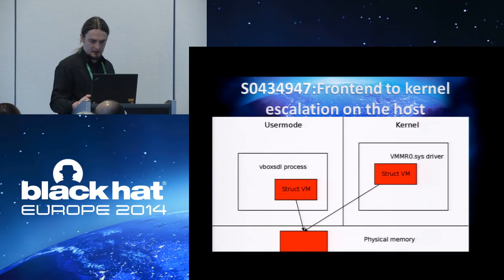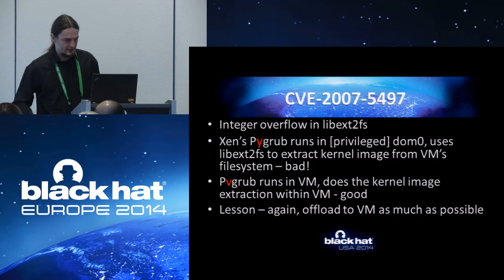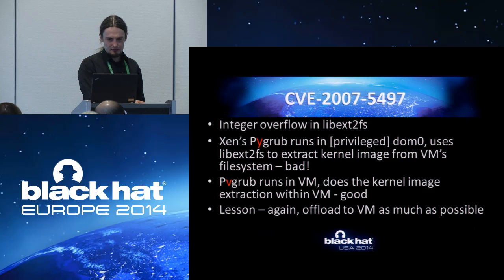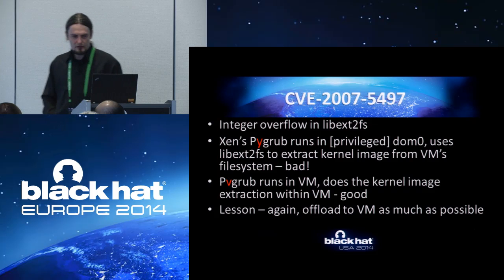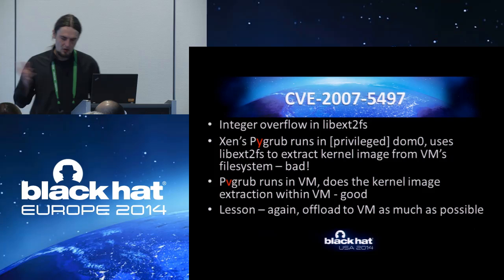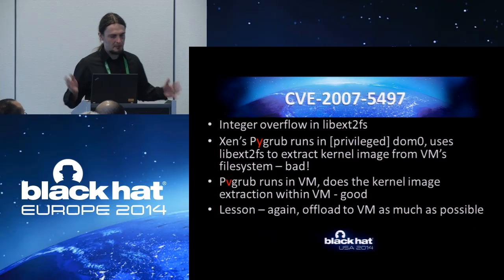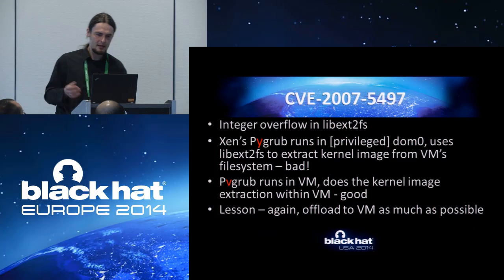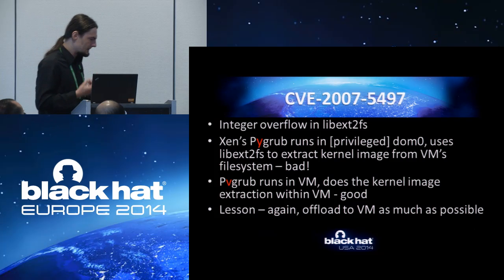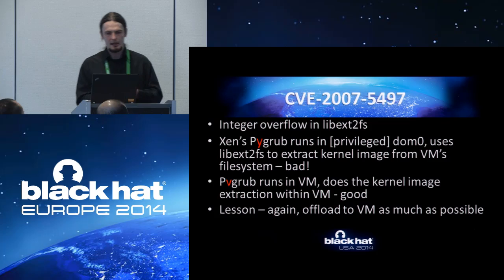Okay, so these are the VBox vulnerabilities. Again, I hope they are instructive. There's another one in early version of Xen. So CVE-2007-5497. So this time it was integer overflow in some component of Xen that ran in privileged DOM0. And again, it was parsing a large data structure from the VM. This time it was file system. Again, it's a flaw in itself that such a complex data structure is parsed by something in the host.